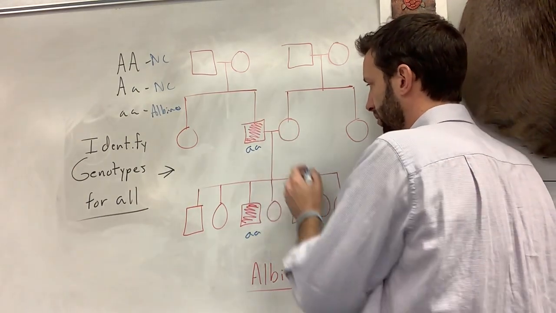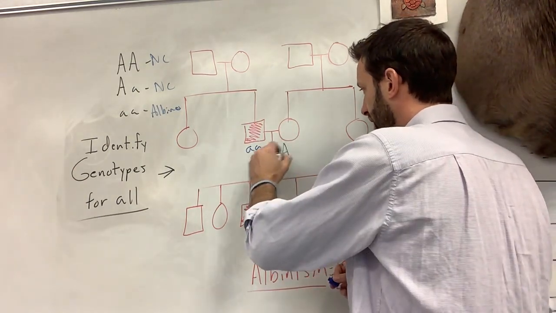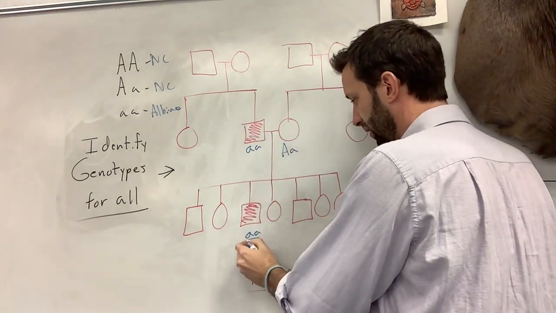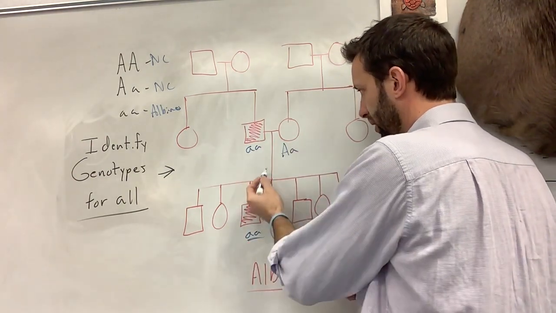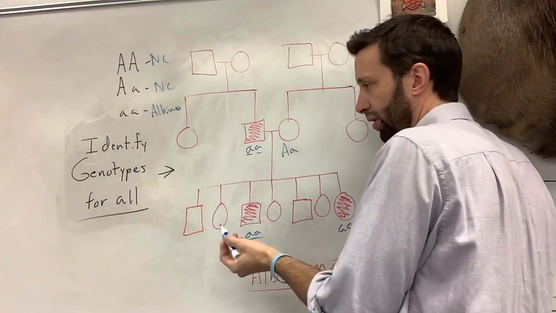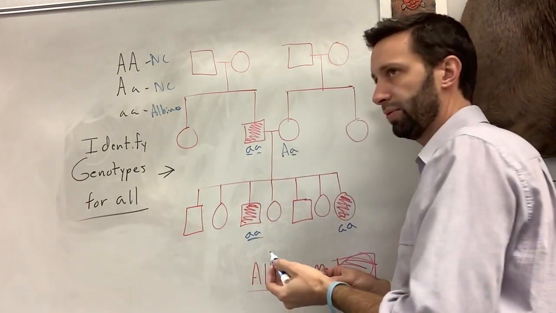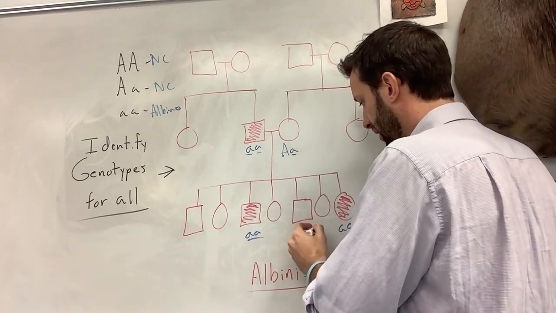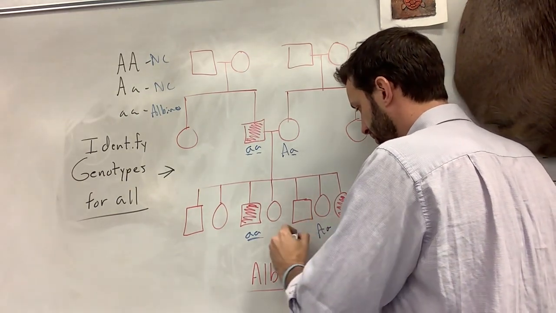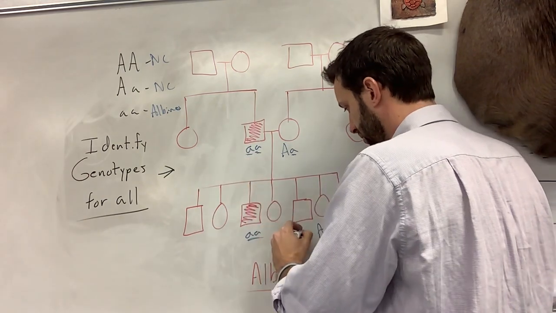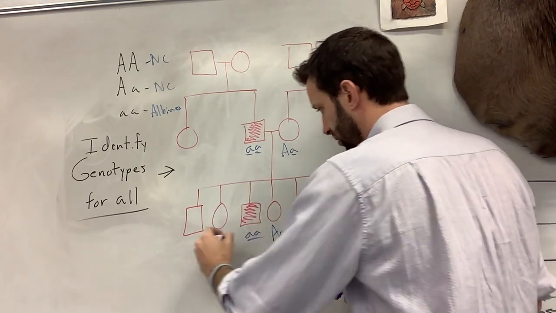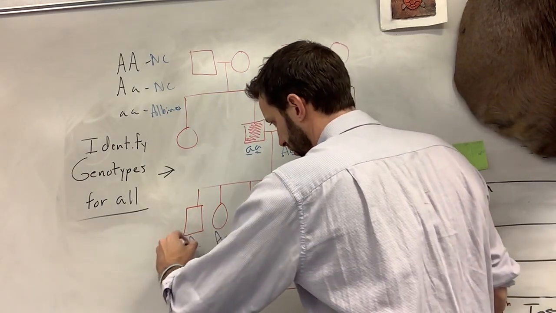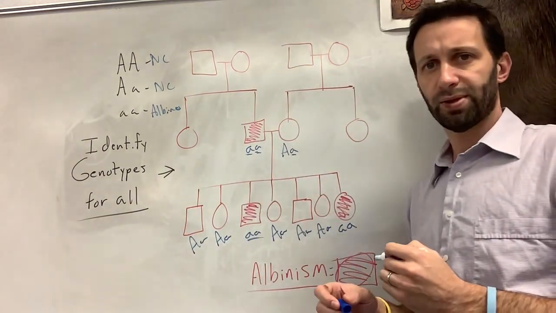What about the mom here? Big A, little a. She's got to be big A, little a, because if these individuals are getting a little a from each parent, you can only get one little a over here from this parent. You've got to get another little a from this parent. And we know that they're not albinos, so they've got to have a big A, but they've also got to have a little a from this parent. So all of these individuals are big A, little a. Okay? Does that make sense?